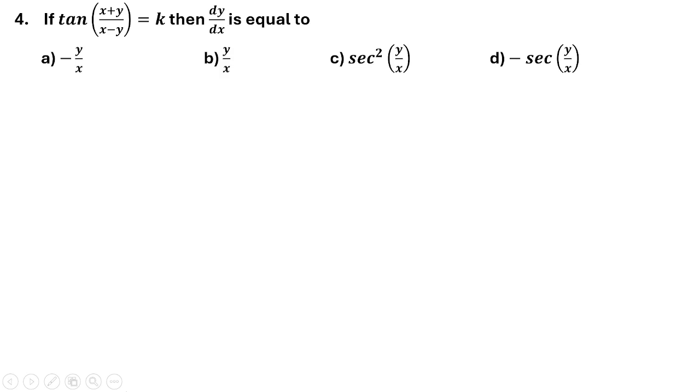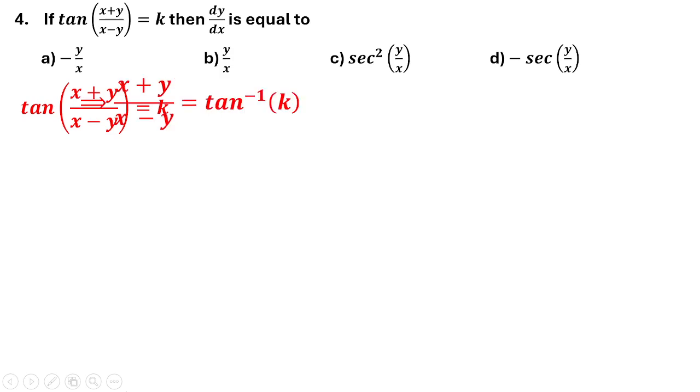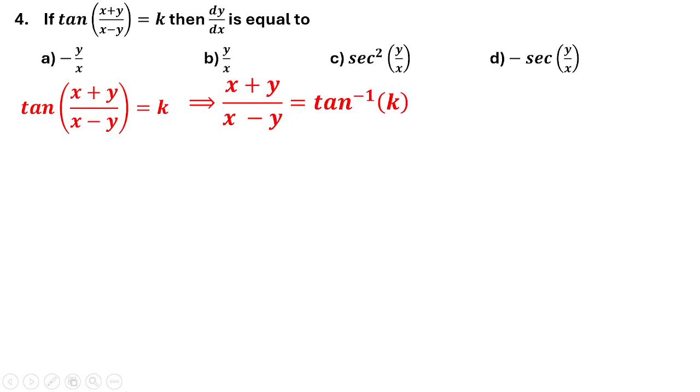Question number 4. If tan of x plus y by x minus y is equal to k, then dy by dx is equal to. In this, you should be a bit careful. This is a one mark question. Therefore, don't try to do the differentiation directly. We have to start by writing tan of x plus y by x minus y is equal to k. Therefore, x plus y by x minus y is equal to tan inverse k. Now, the right hand side has become a constant.